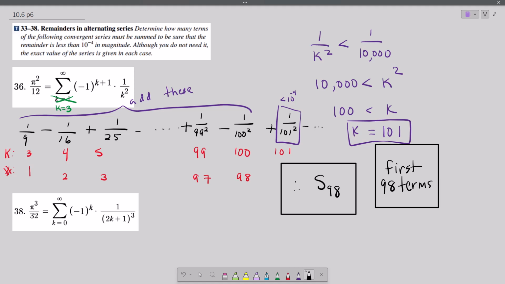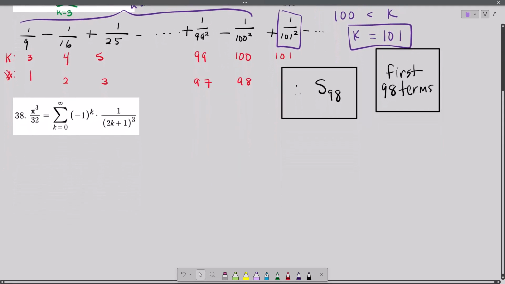The k value started at 3, ended at 100, and the error is provided by k equals 101. So what this means is that with S sub 98, the sum of the first 98 terms, we are within 1 over 10,000 of this number, the sum of the series. We are now within 10 to the negative 4 of that number. Now whether we're a little above it or a little below it, we could think about and figure out, but don't really care here, but you could.